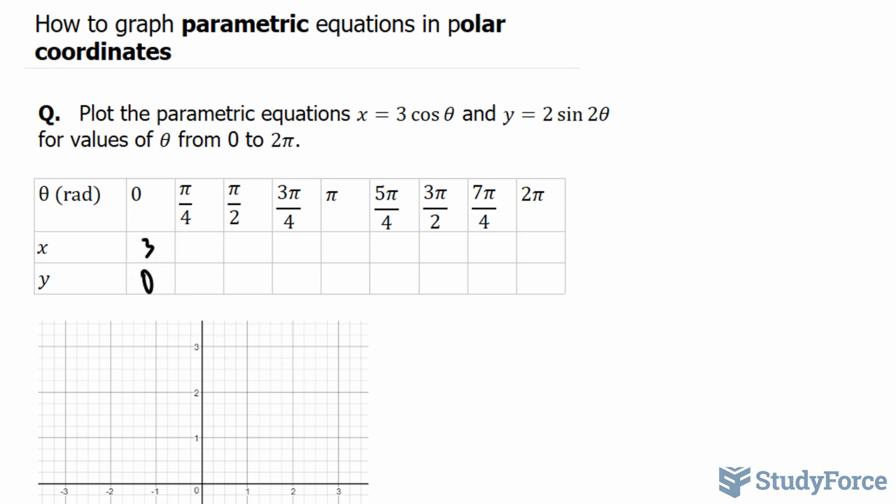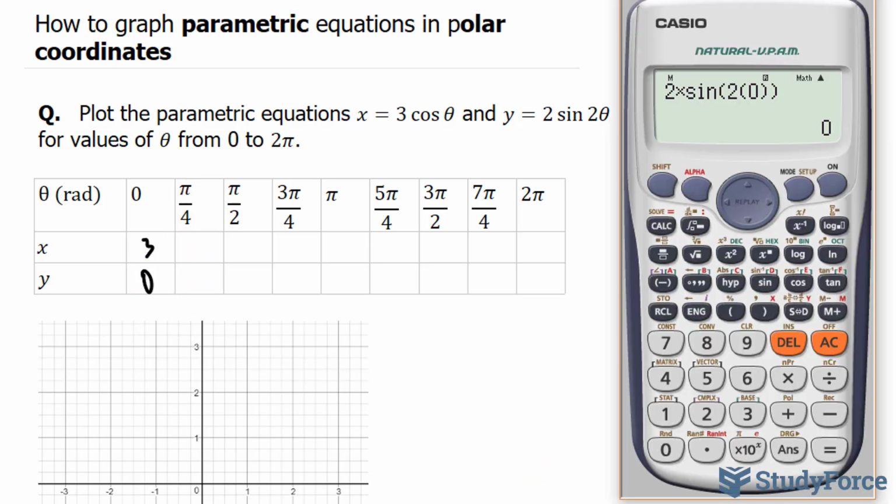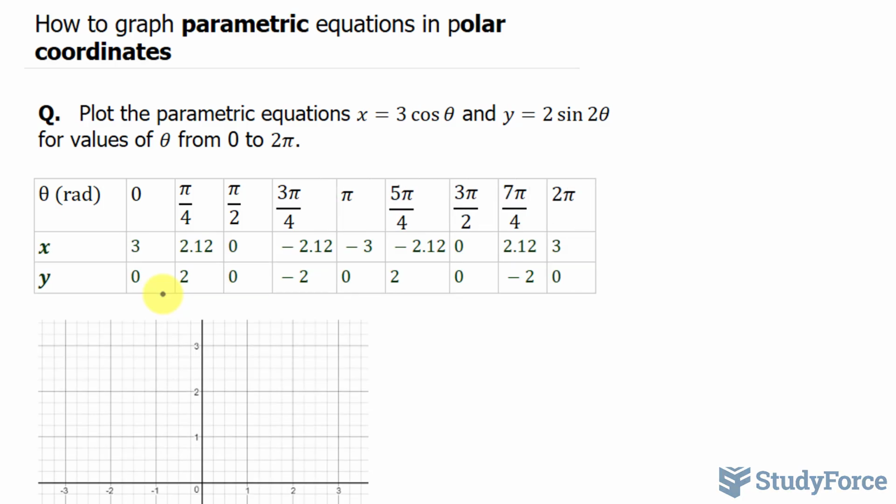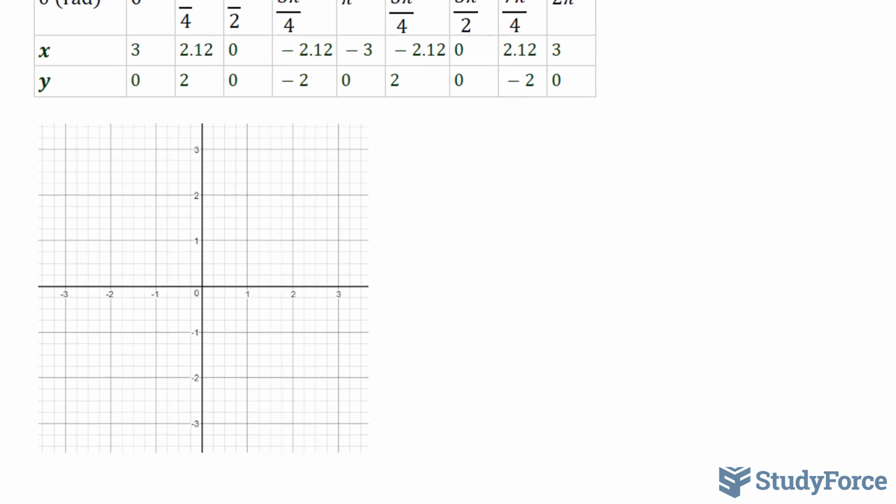I'm going to show you another one. Let's say we want to do pi over 4. 3 times cosine of pi over 4 gives me approximately 2.12. And similarly, using this function, 2 times sine 2 times pi over 4 gives me 2. So I'm going to go ahead and fill in this table with the appropriate outputs. If you have done it correctly, you should end up with a table that looks like this. Now that I have this set, I have every point I need to plot this parametric equation.